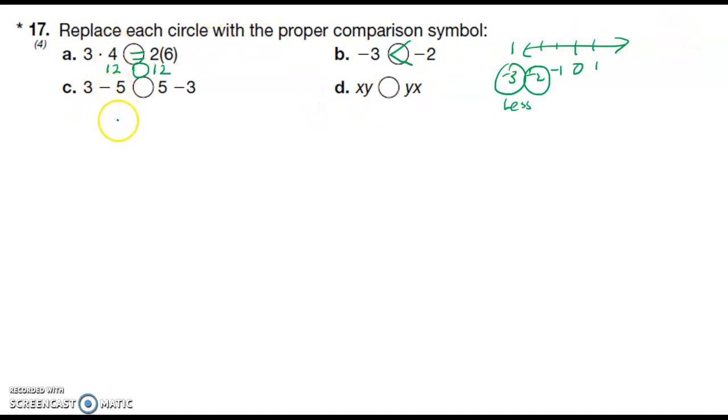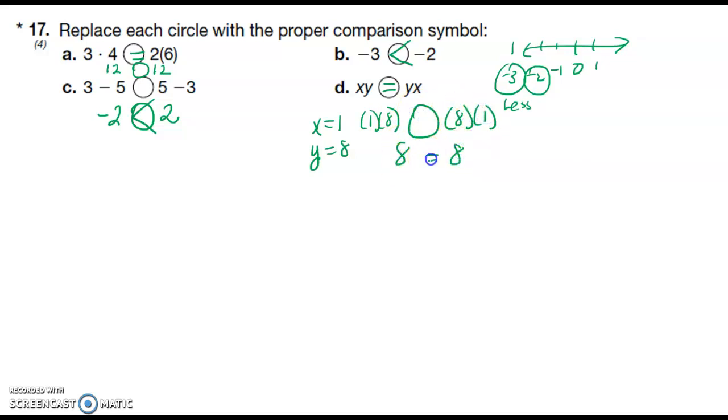Here we have 3 minus 5. So if I flip it to 5 minus 3, I get 2, but when I flip it, it has to have a negative sign. So the positive 2 is going to be greater. And here I have x and y and x. How am I going to figure this out without any numbers? Well, they're kind of trying to show you that they're equal. So if I said x is equal to 1 and y is equal to 8, then I know 1 times 8 and 8 times 1, and I get 8 equals 8. So you can always put numbers in and kind of check your work.